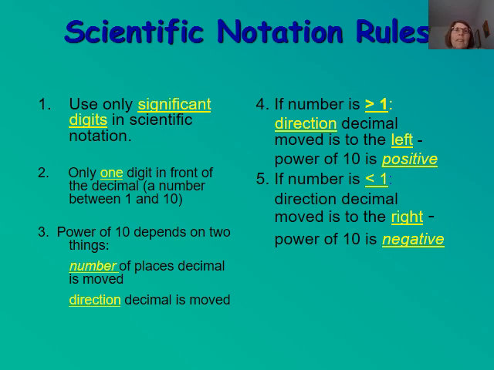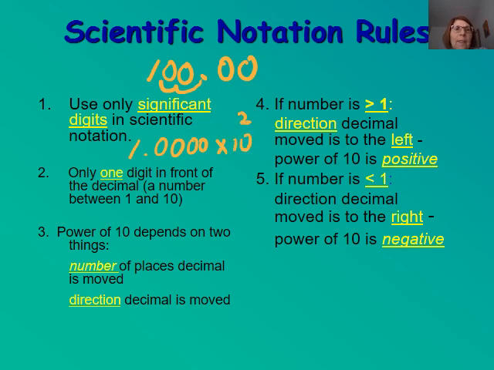So the deal is, scientific notation rules: we only want to use significant digits in scientific notation. So for example, if I had 100.00, all of that is significant. So I would move the decimal 1, 2, so it would become 1.0000 times 10 to the second.